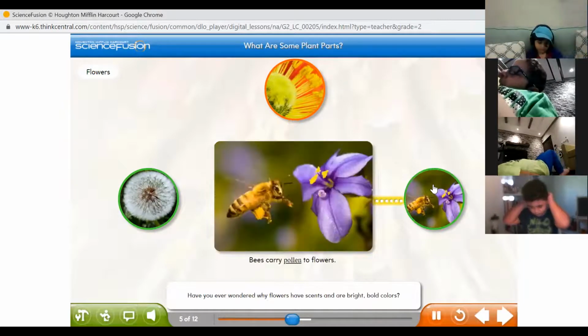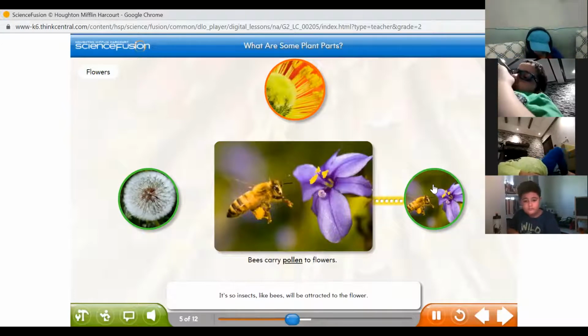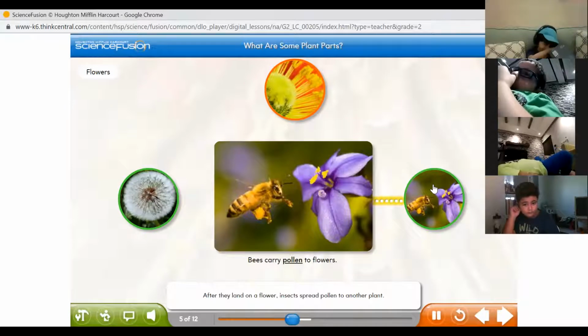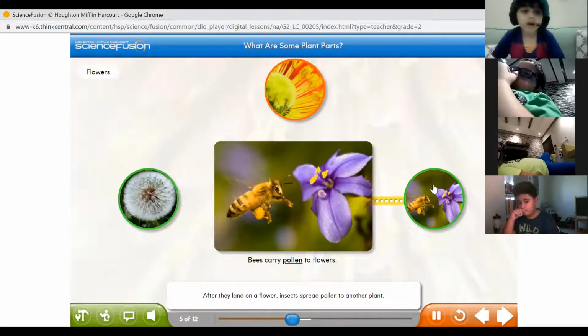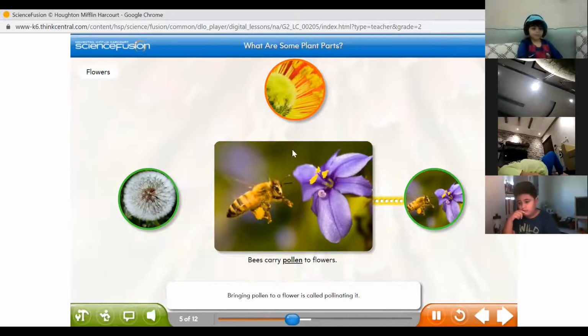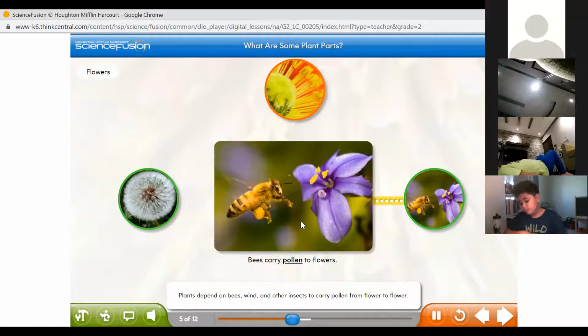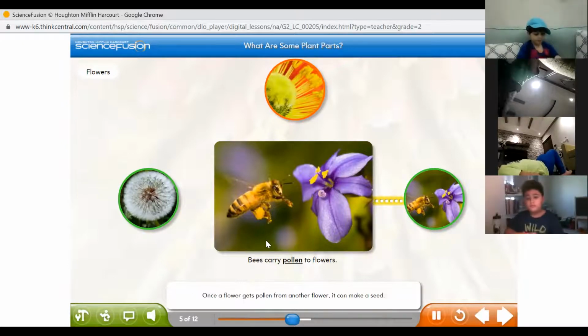Have you ever wondered why flowers have scents and bright, bold colors? It's so insects, like bees, will be attracted to the flower. After they land on a flower, insects spread pollen to another plant. Bringing pollen to a flower is called pollinating it. Plants depend on bees, wind, and other insects to carry pollen from flower to flower. Once a flower gets pollen from another flower, it can make a seed.